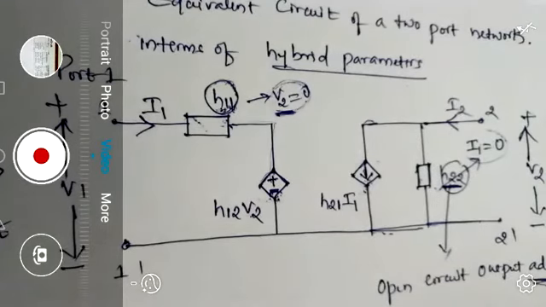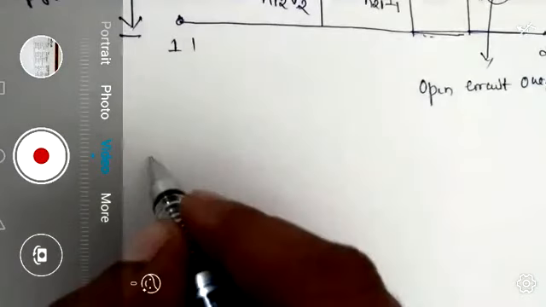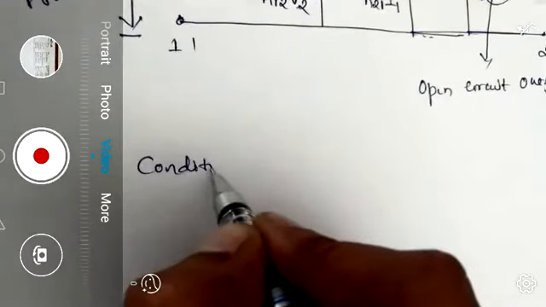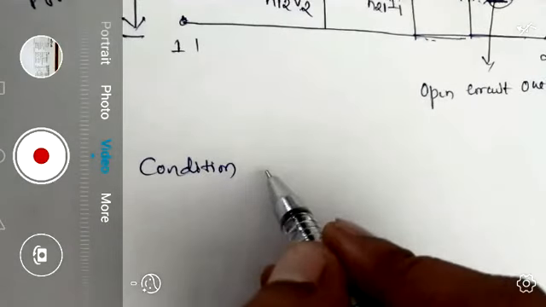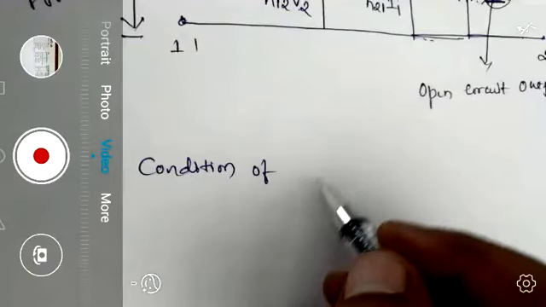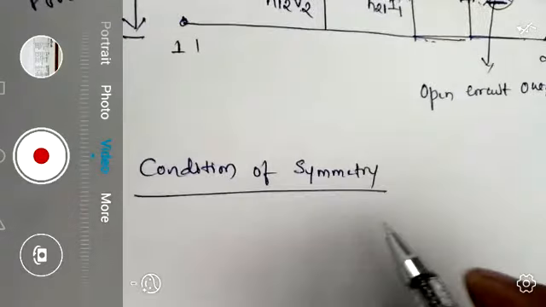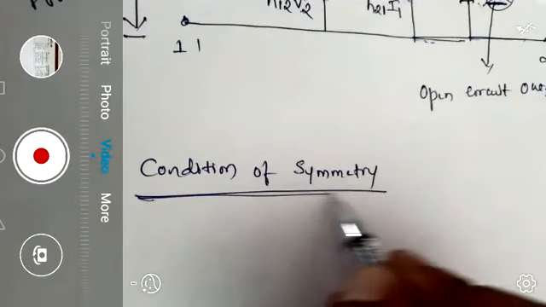Two conditions we will see. First condition is about symmetry of H parameters, and next condition is about reciprocity of H parameters. Condition of symmetry. Tell me the condition of symmetry.